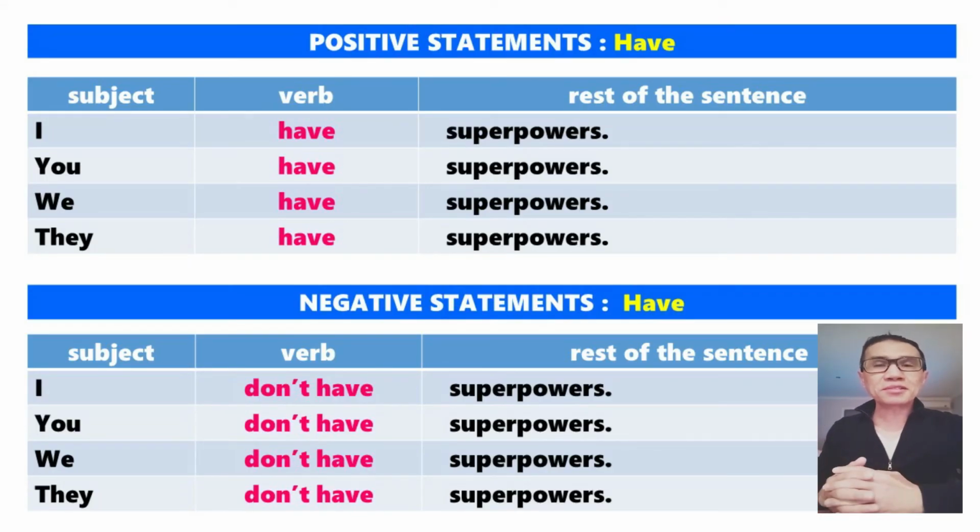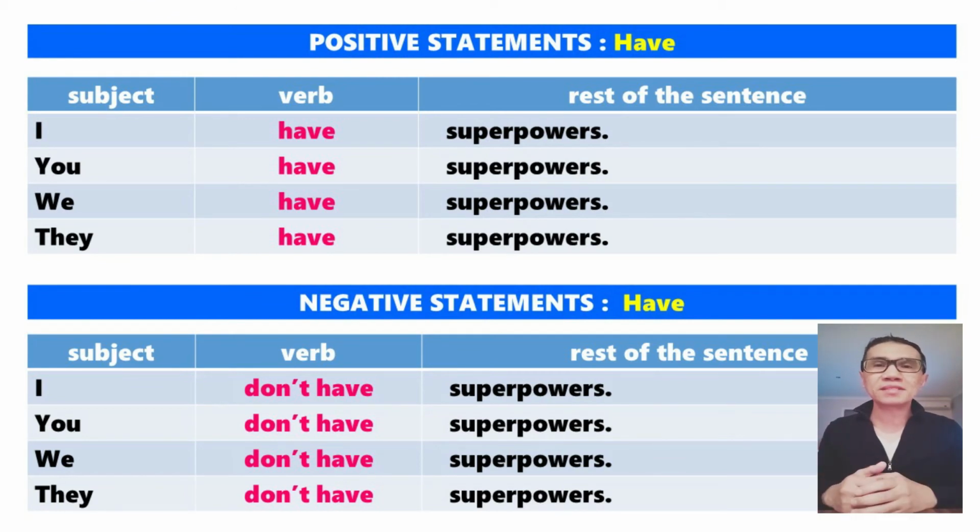Let's take a look at the structure of have. The verb have is used for subjects like I, you, we, they. For positive statements, you say I have, you have, we have, they have. I have superpowers. We have superpowers. They have superpowers, or you have superpowers.